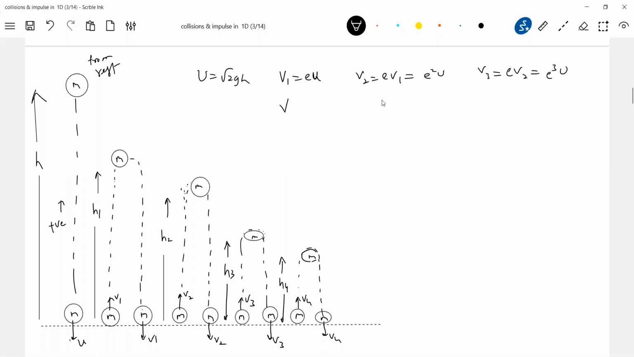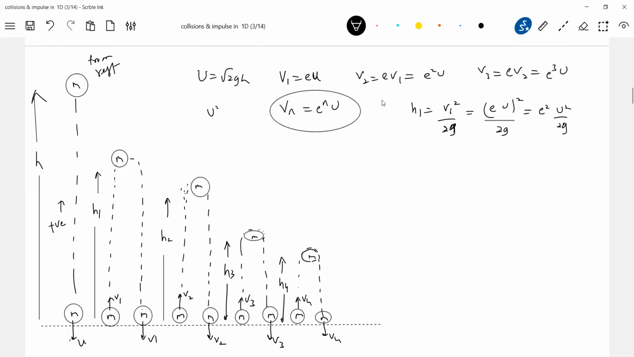Can we generalize for n collisions? E^n U. Similarly, what about the height ascended? So what is H1? H1 equal to V square by 2G. What is V1? V1 will be E square U by 2g, so there should be E square U square by 2g. So what is U square by 2g? Should be H.